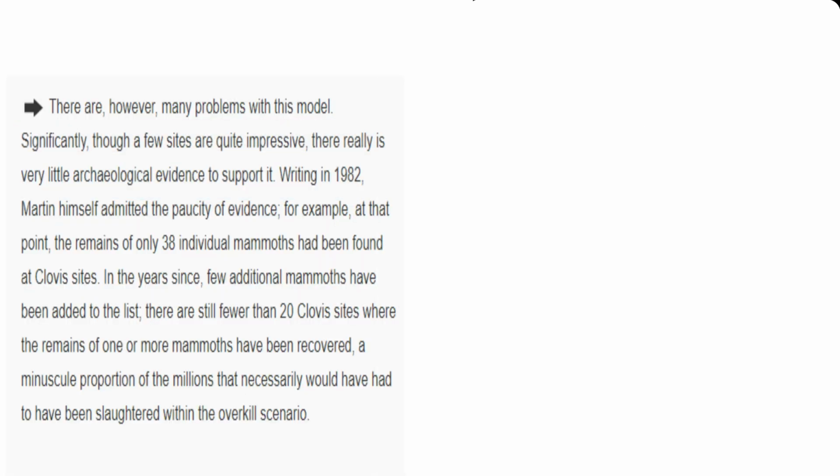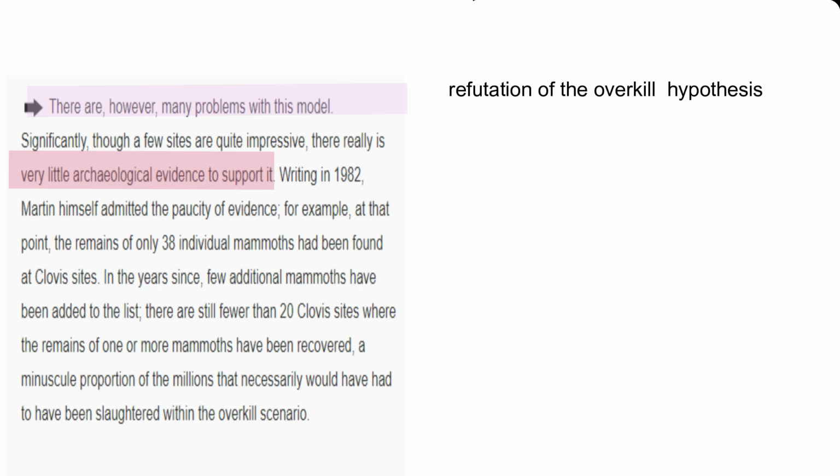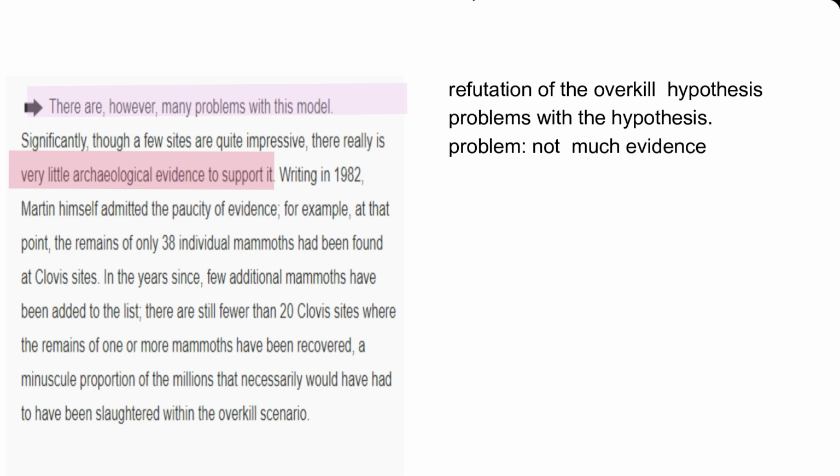Sixth paragraph. Moving on to the next paragraph. It begins with, there are, however, many problems with this model. Significantly, though a few sites are quite impressive, there really is very little archaeological evidence to support it. So we know that a refutation of the hypothesis is happening in this paragraph. Since it says many problems, we can expect to see some list of problems with the Pleistocene hypothesis. The first problem is that there really is very little archaeological evidence to support it. That is, there isn't much evidence to support the hypothesis.